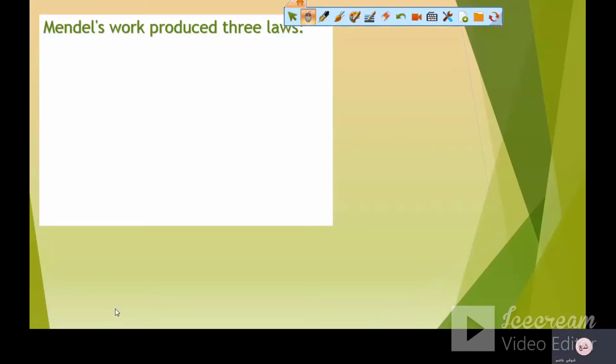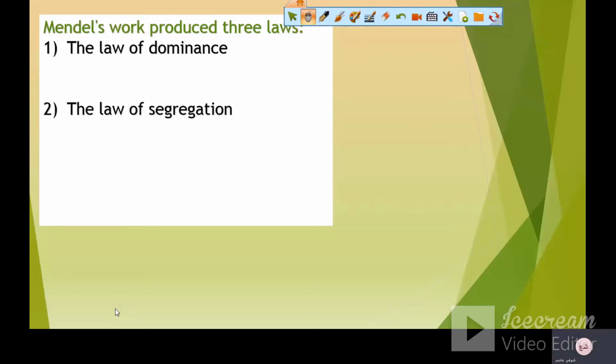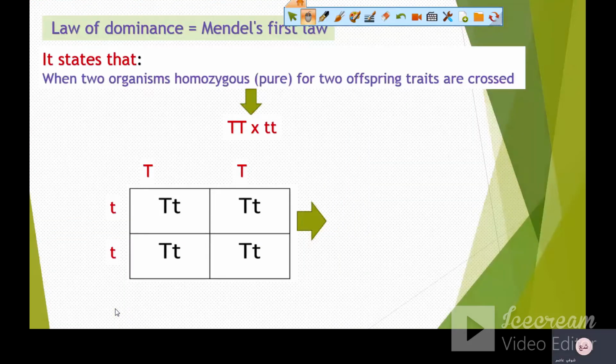Mendel's work produced three different rules. What are these laws? The first law is the law of dominance. The second law is the law of segregation. The third law is the law of independent assortment. And we will study every one in details. Now, let's start with the first one, which is the law of dominance, or Mendel's first law.